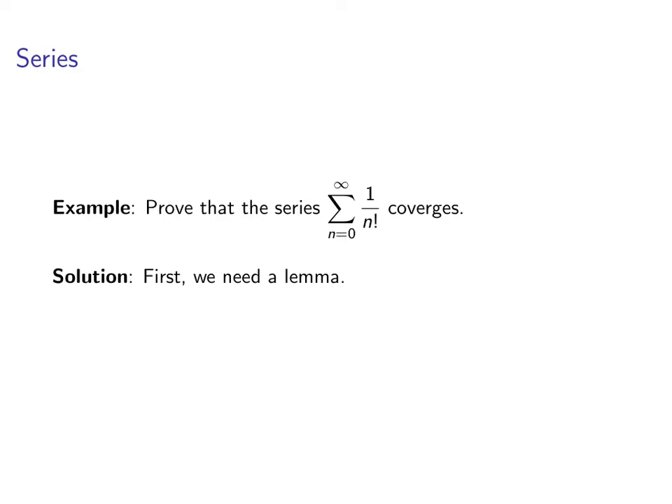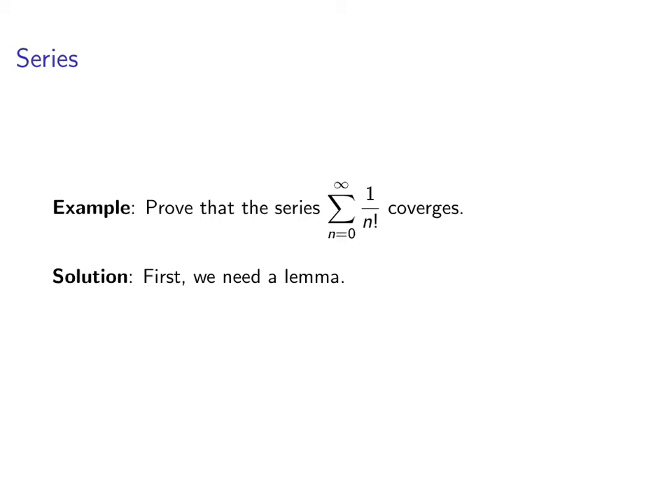Hello, calculus fans. Let's go ahead and prove that this series, the sum where n goes from 0 to infinity of 1 over n factorial, converges. One thing that we need to know is, what does 0 factorial mean? By convention, 0 factorial is just equal to 1. There's some good reasons for that later on. Right now, let's just take that as a definition.